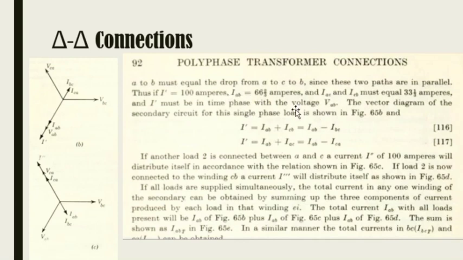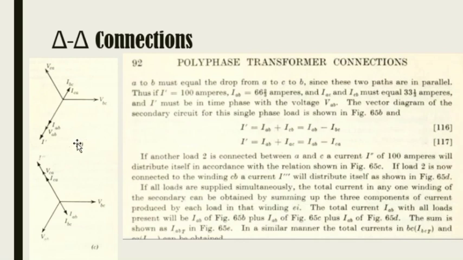Continuing from our IAB, here we can see it is equal to 66 and 2/3 amperes, and IAC and ICB must equal 33 1/3 amperes. And we can also see here that I prime is in time phase with the voltage VAB. The vector diagram of the secondary circuit for the single-phase load is shown.